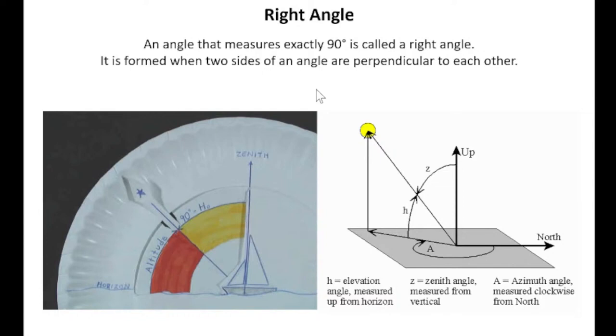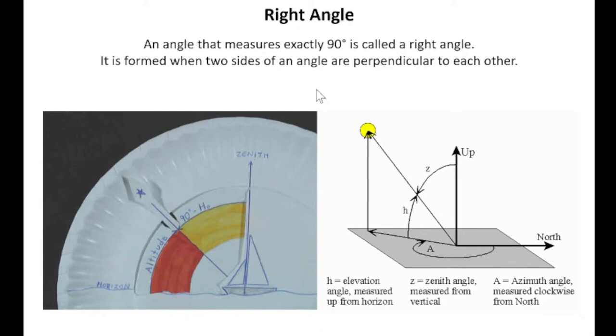If you go to the right, it's the same thing. Height is the elevation angle measured from the horizon. Zenith angle is measured from vertical. You can see it's matching everything I've shown so far. And then A equals azimuth angle measured clockwise from north. So you get your bearing, your direction.